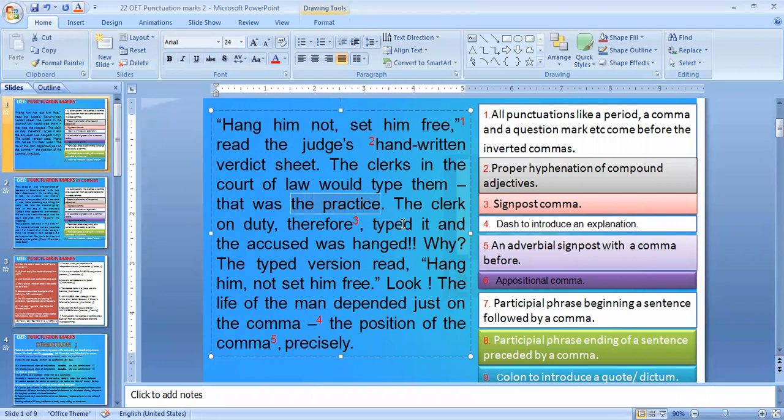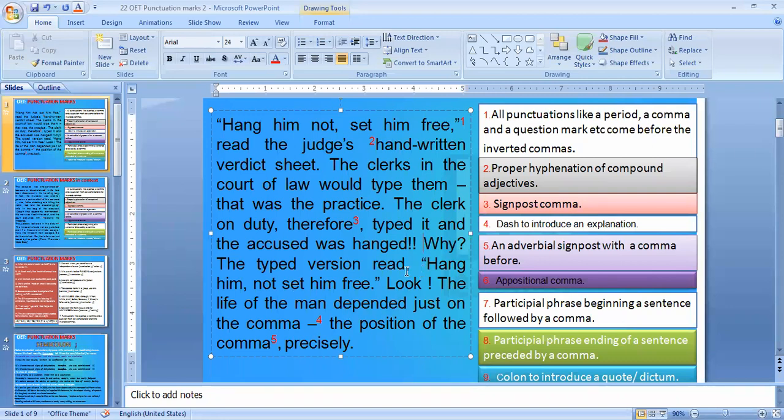P-R-A-C-T-I-C-E. Why C-E? Because it is a noun. Well, how do you know that it's a noun? The article is here. After the article, only nouns will come. The practice. So it should be C. Then S is used for verbs, same as in advise. Okay, the clerk on duty, therefore, typed it and the accused was hanged. Passive voice: was hanged, be plus past participle. Why? The typed version read, "Hang him, not set him free."